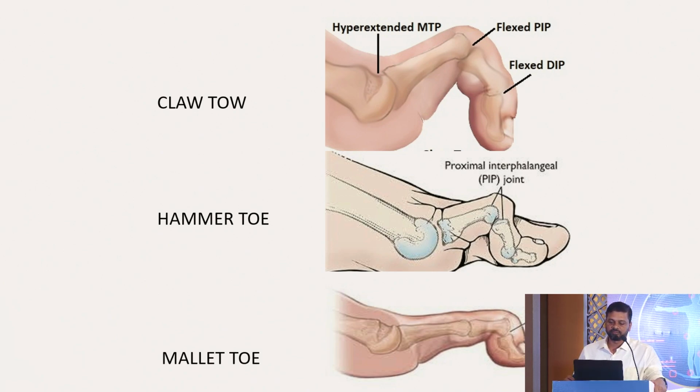You can see in the picture, in the clawing, there is a hyperextension at the MTP joint and flexion at the PIP and DIP joint. Okay. In the hammer toe, just like a hammer, there is again extension at the MTP joint, okay, flexion at the PIP joint and extension at the DIP joint, just like a hammer. In the mallet toe, there is neutral position at the MTP and there will be flexion at the DIP joint. Okay.